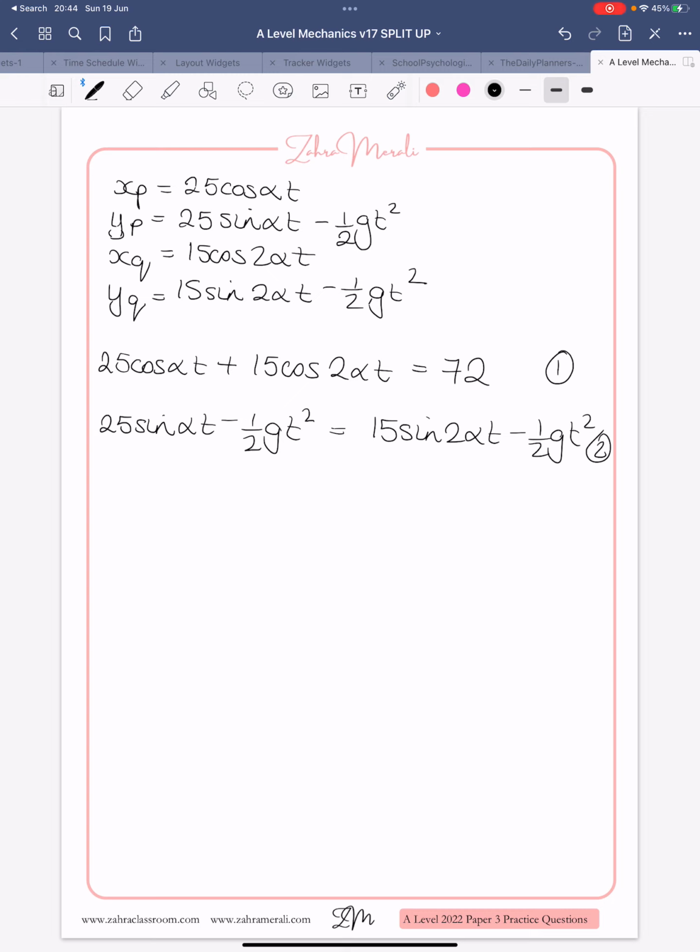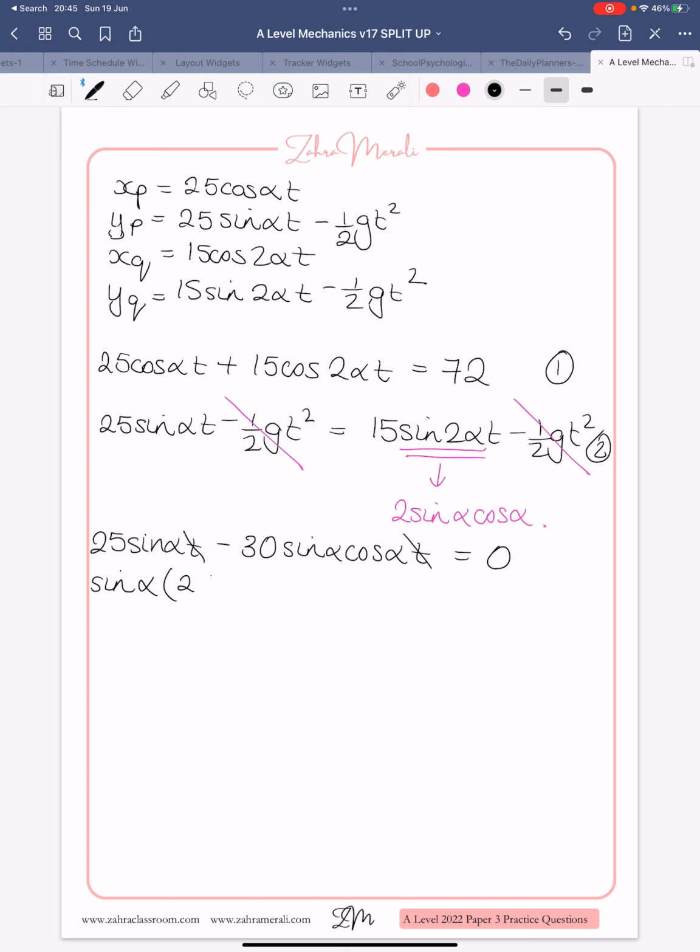Okay, so the first thing I'll do is take that second equation. This cancels. I can change this using my trig identities to 2 sine alpha cos alpha. So that's going to leave me with 25 sine alpha t, and if I move that over to that side, minus 30 sine alpha cos alpha t equals 0. I can take sine alpha out of the brackets, and I can divide the t out as well, and I'll get 25 minus 30 cos alpha equals 0.